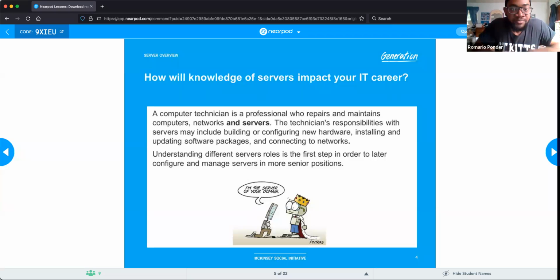How will knowledge of service impact your IT career? A computer technician is a professional who repairs and maintains computers, networks, and servers. The technician's responsibilities with servers may include building or configuring new hardware, installing and updating software packages, and connecting to networks. Understanding different server roles is the first step in order to later configure and manage servers in more senior positions.